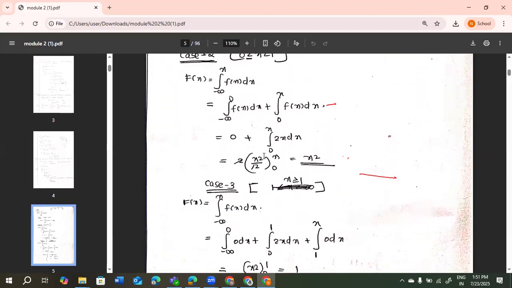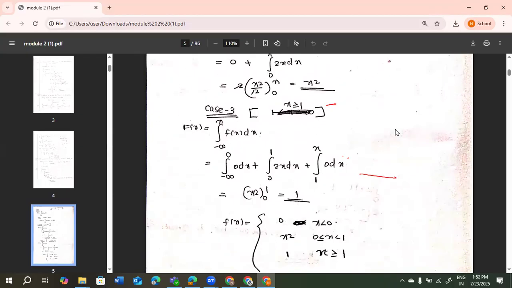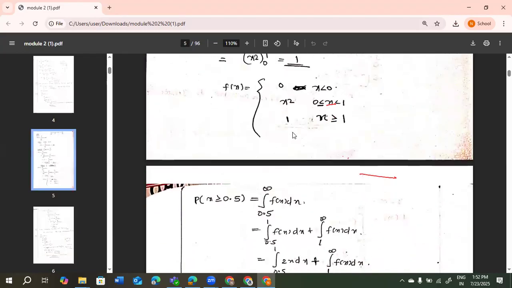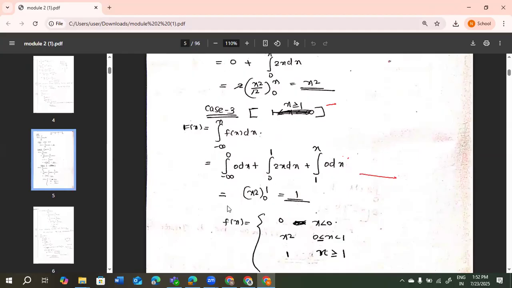What about case 3? You can look at this line: x greater than or equal to 1. In that case, you will be getting the value 1. So how can you write this? It is written as small f, but it is capital F of x. Capital F of x equals 0 if x is less than 0, x square if 0 is less than or equal to x less than 1, and 1 if x is greater than or equal to 1. I think it's clear. I don't think you will have any doubt. If you have any doubt, you may ask me.